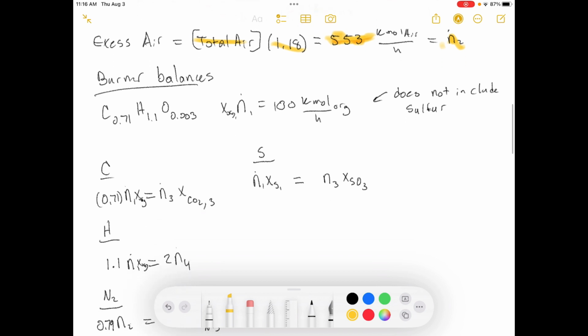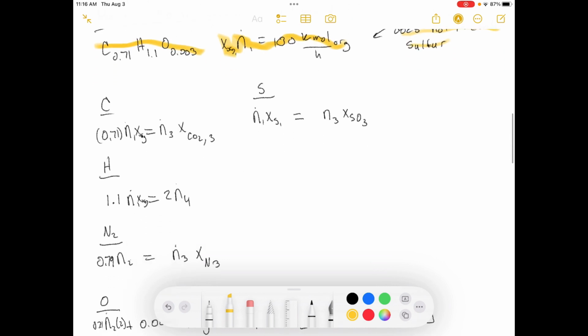So we say, okay, we've got this organic composition, we've got this flow rate, and this does not include the sulfur, right? Okay, so we'll do our carbon balance. We say we have this much carbon going in, and we have this much carbon going out. We have this much sulfur going in, we have this much sulfur going out. We have this much.